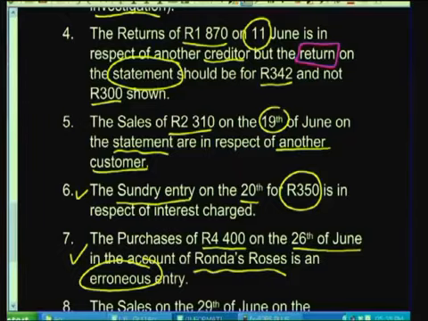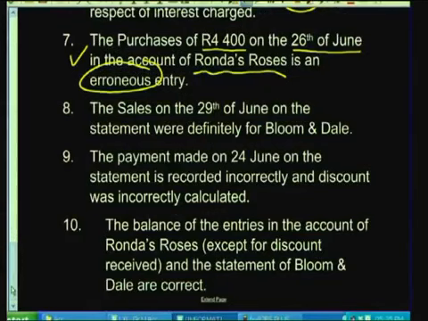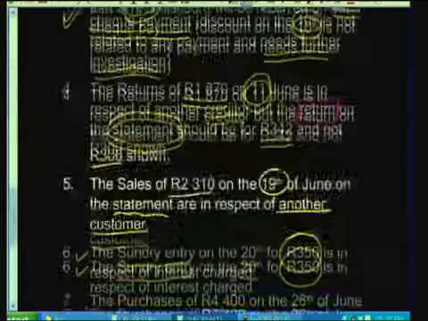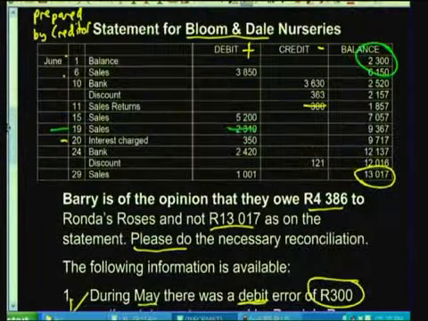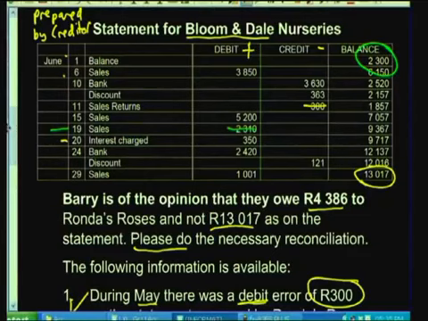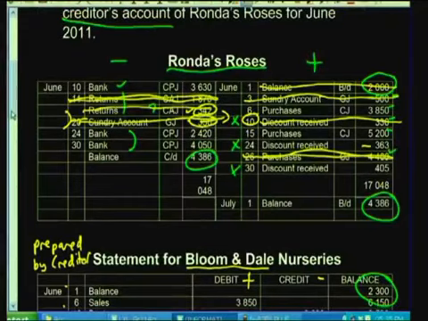Our next one, number 8, says that the sales on the 29th of June on the statement were definitely for Bloomingdale. Let's look at the statement. Here it tells us that the sales on the 29th for 1,001 Rand were definitely for us. 1,001 Rand, remember that number, and let's see whether we've recorded it. This was a sale that we've made, it was a sale that Rhonda's Roses has made to us. So from our point of view, it is a purchase.